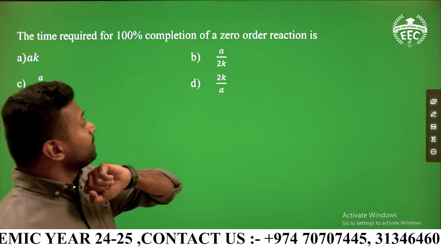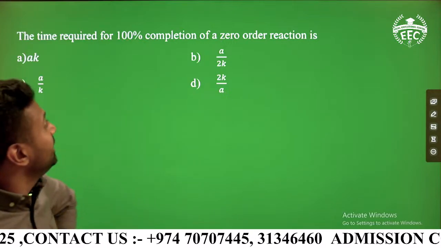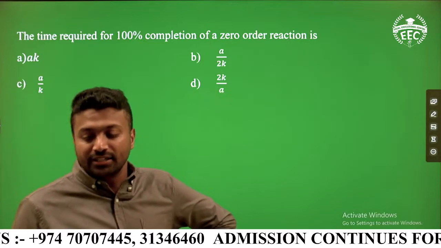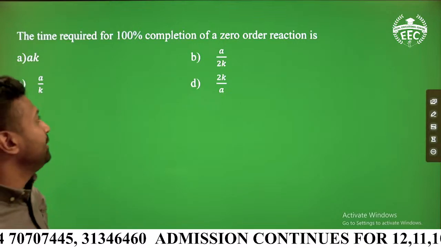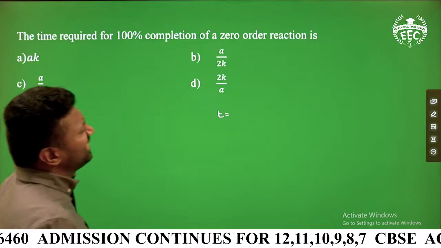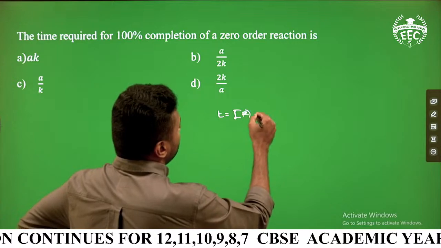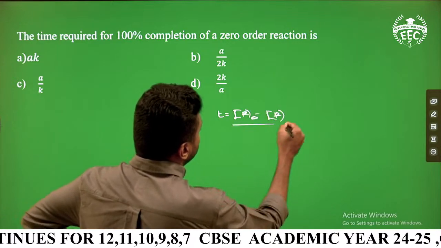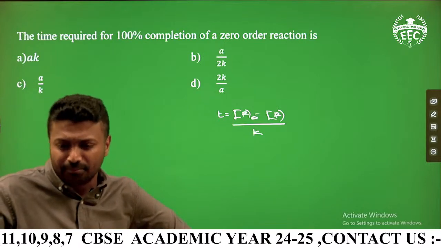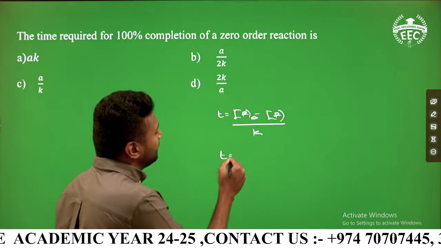Now the next one. Time required for 100% completion of a zero order reaction. So it's a zero order reaction. For a zero order reaction, the integrated rate equation is given by the formula time t is equal to R0 minus R divided by K. Here we have to find the time required for 100% completion. Keep t as such.